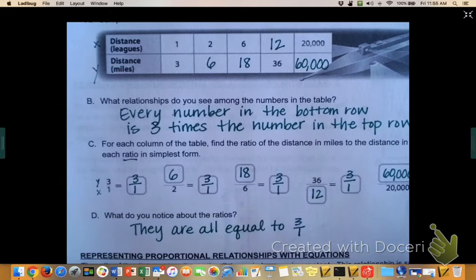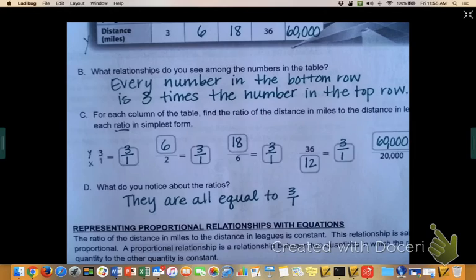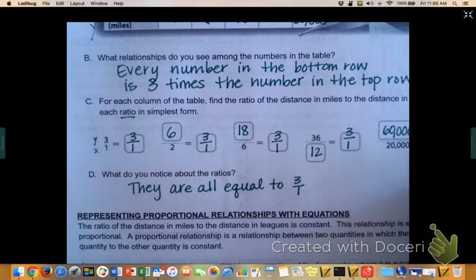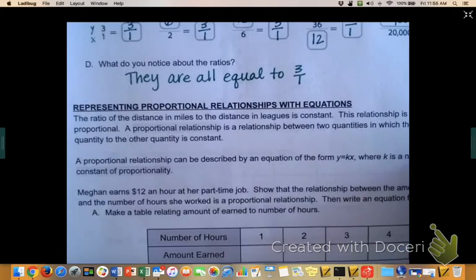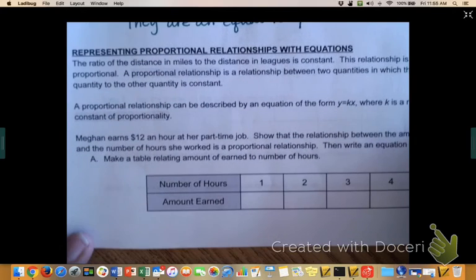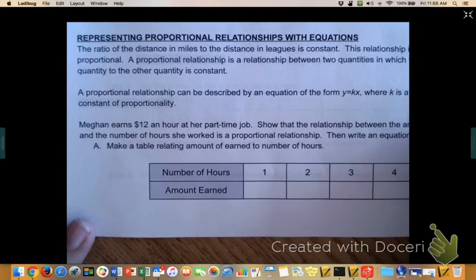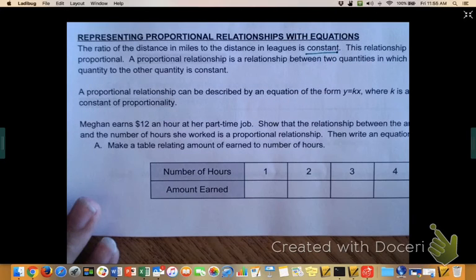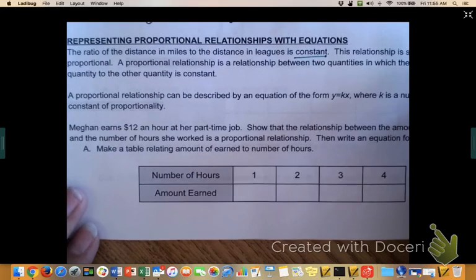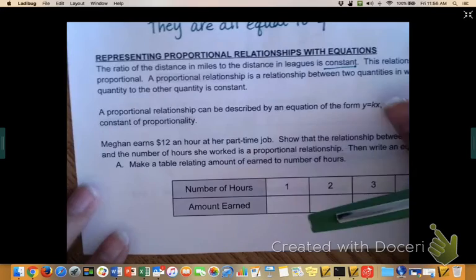Okay, let's look at the next part. Representing proportional relationships with equations. So now we've done it with a table, and now we're going to look at actual equations. The ratio of the distance in miles to the distance in leagues is constant. That means it was 3/1 every single time. It was all the same. It was constant. That means the relationship is said to be proportional.